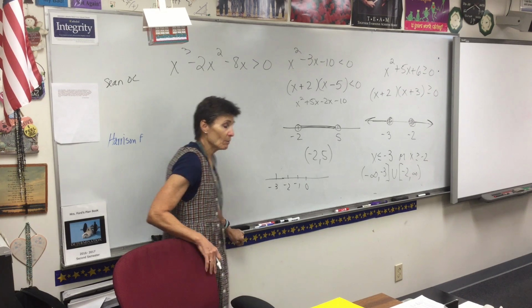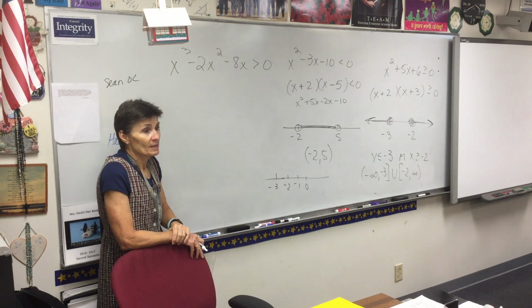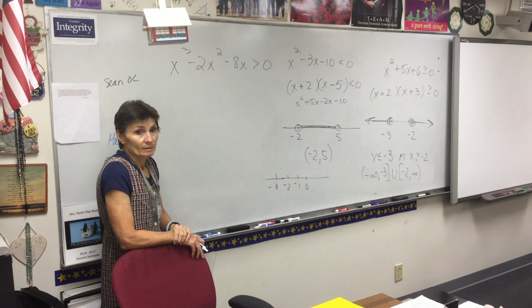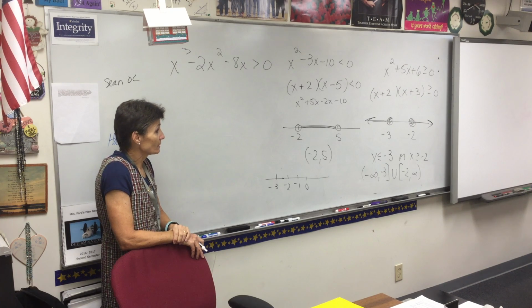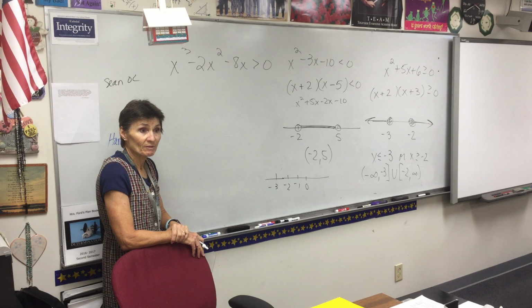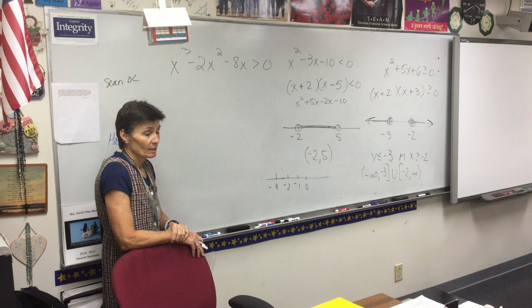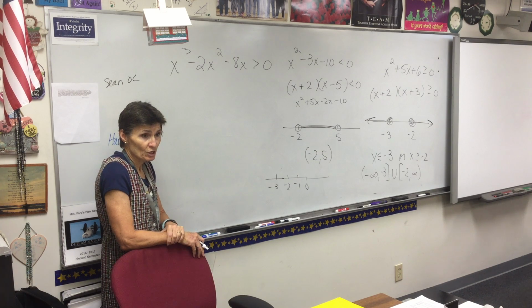Okay, now we've got this problem. Now what's different about this? Well, it's got a cube, so this is a little bit bigger degree, but the rules are the same. We still have to factor it. So take a look at it. How do you think we might factor it, Jacob?